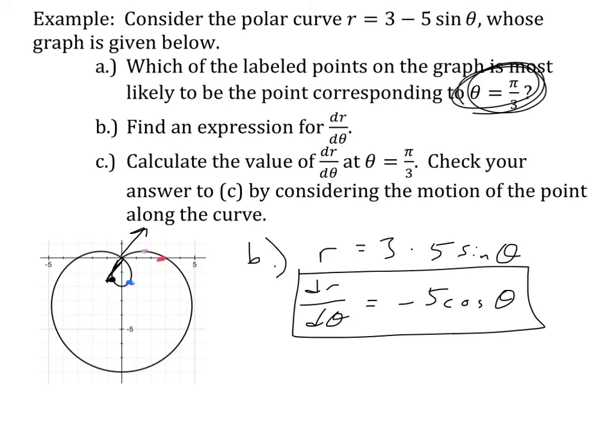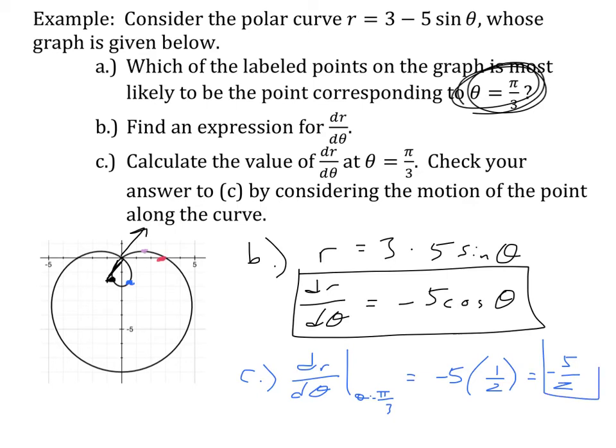Now part C is saying let's calculate the value of dr d theta at theta equals pi over 3. Alright, so let's just do that, right? For part C, I want dr d theta when theta is pi over 3, right? So if I evaluate that expression for pi over 3, I'm going to get negative 5 times the cosine of pi over 3. Cosine of pi over 3 is 1/2. So I'm getting this to be negative 5/2. Okay? So there's my dr d theta.